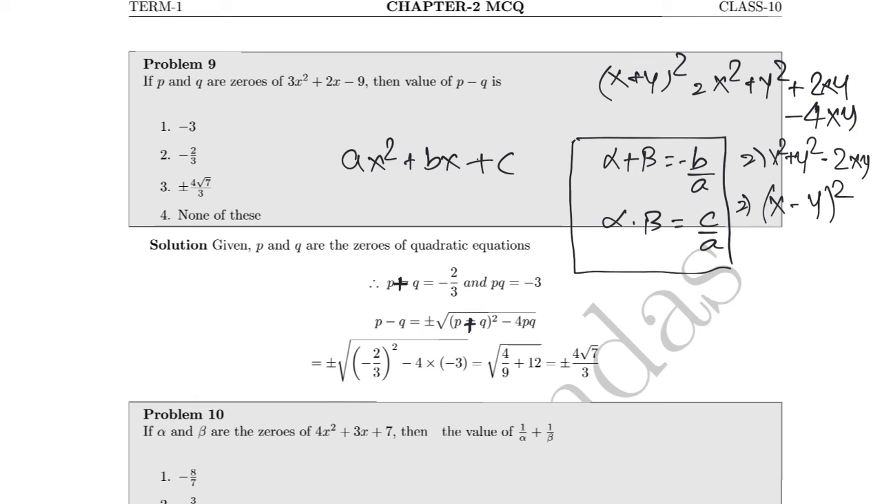And we know that p plus q is equal to minus 2 by 3 and p into q is equal to minus 3. Then minus 2 by 3 whole square minus 4 into minus 3, that is under root 4 by 9 plus 12, that is plus minus 4 root 7 by 3. That is option number 3.